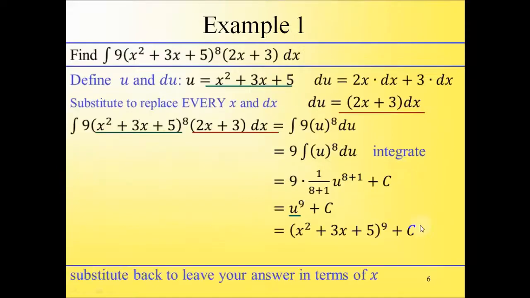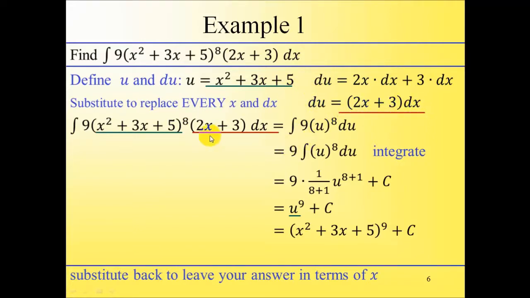So let's see example 1. Find the integral of 9 times x squared plus 3x plus 5 to the power of 8 times 2x plus 3 dx. First we must select u. U is x squared plus 3x plus 5, right? And we must differentiate it. Du is equal to 2x dx plus 3 dx, or du is equal to 2x plus 3 dx.